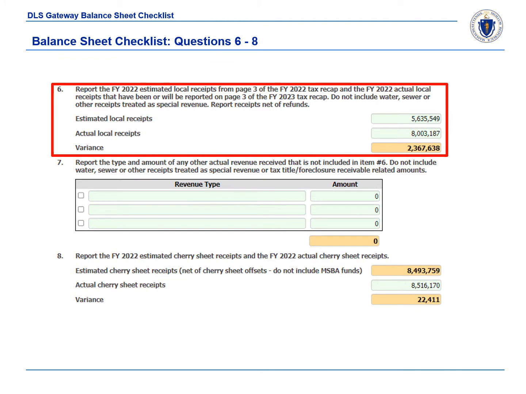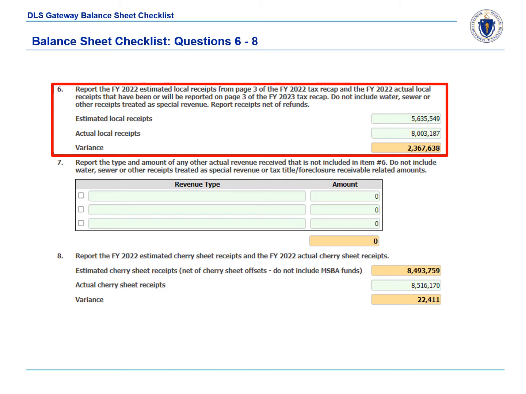Question 6 is asking you to report your community's estimated local receipts from page 3 of the tax rate recap and the actual local receipts that will be reported on the upcoming fiscal year recap. Do not report anything from lines 5 through 9 for water, sewer, hospital, trash, or other receipts that are treated as special revenue. The Bureau of Accounts wants to capture general fund revenue only.